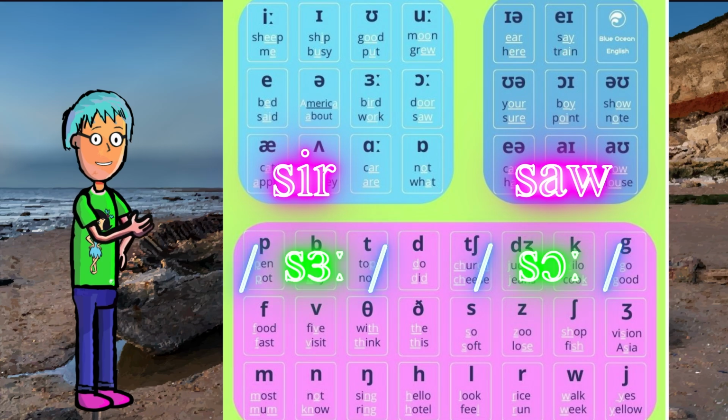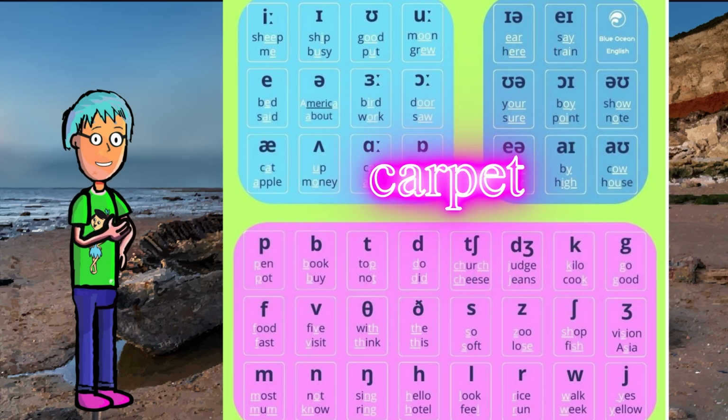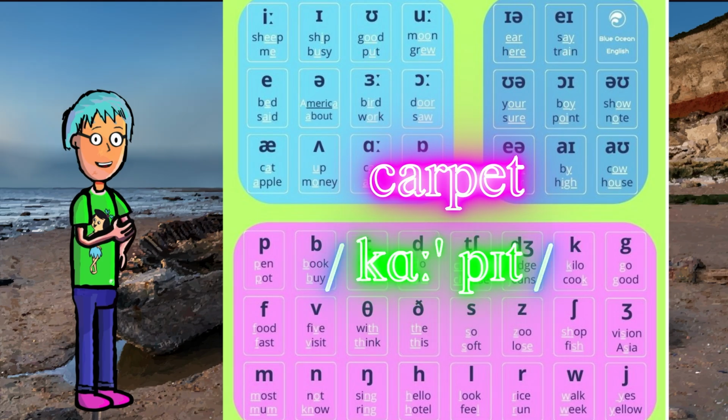Now I'll show you two words using two long sounds. So here we've got these two symbols, and or. So we have the word sir and saw, or. Okay, the next one, the word carpet. So this might surprise you the way we say this. Carpet is the long R sound, and then pit, I. So carpet. So this is a good example of many words that you think you know how we say it, but maybe you don't actually hear exactly what we say.